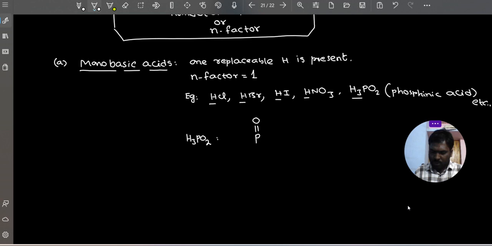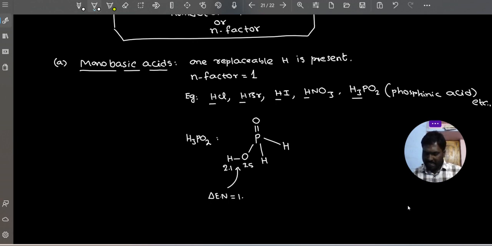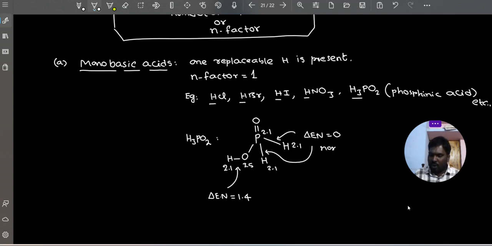H3PO2: P double bond O, OH, H, H. Here, oxygen electronegativity is 3.5, hydrogen 2.1. The electronegativity difference, delta EN, is 1.4. Phosphorus electronegativity is 2.1, hydrogen 2.1. Here the electronegativity difference is 0, 2.1 minus 2.1. Simply, these are non-polar covalent bonds.